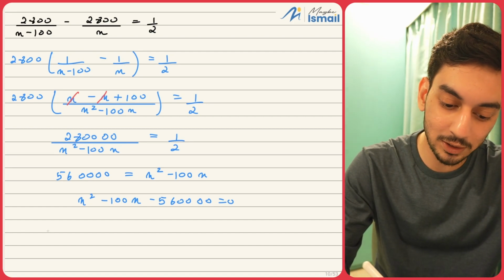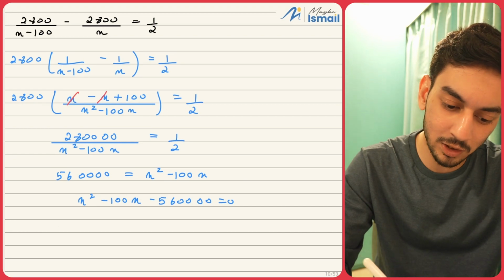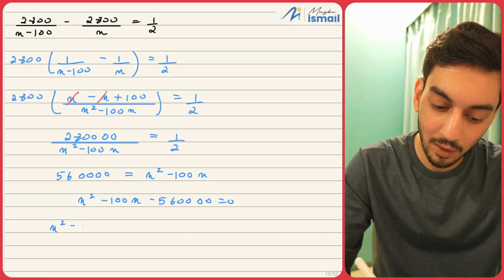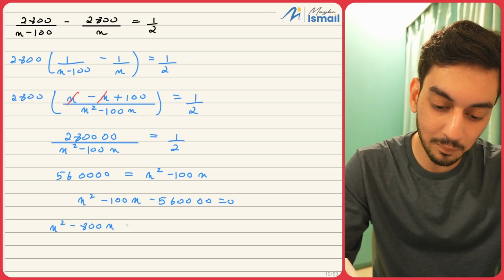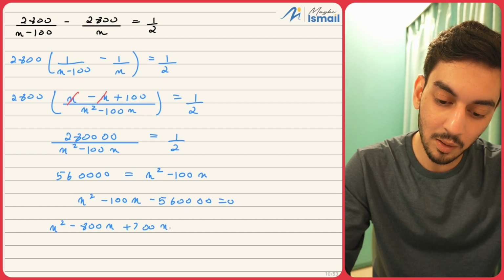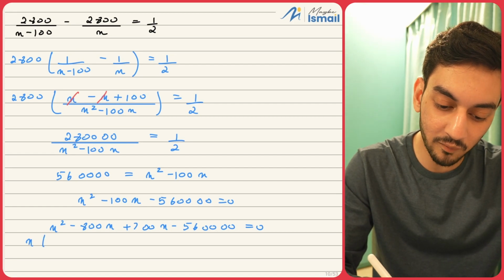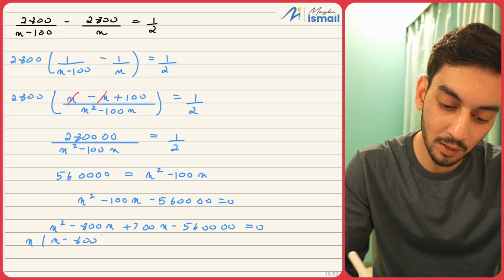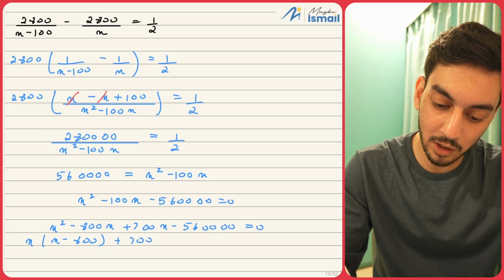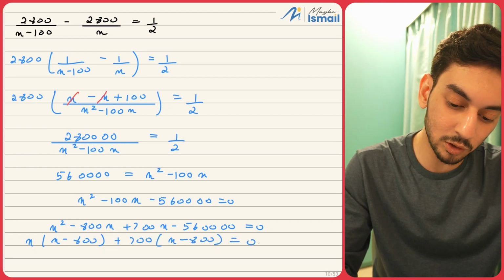Let's see how to solve this. So it becomes x square minus 800x plus 700x minus 560000 is equal to 0. I take an x common, I'll be left with x minus 800, plus I take a 700 common, I'll be left with x minus 800, that is equal to 0.